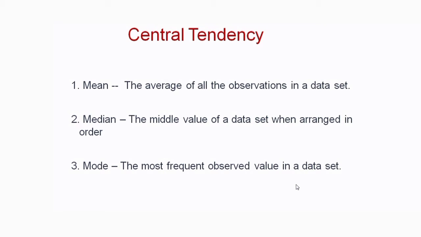Mode is the frequently observed data. If element 1 is repeated 5 times and element 2 is repeated 3 times, you will say the mode is 1, because 1 has occurred more.